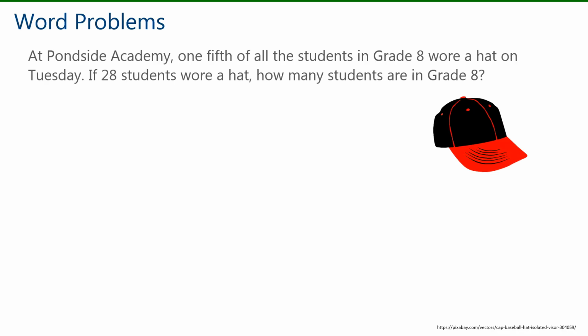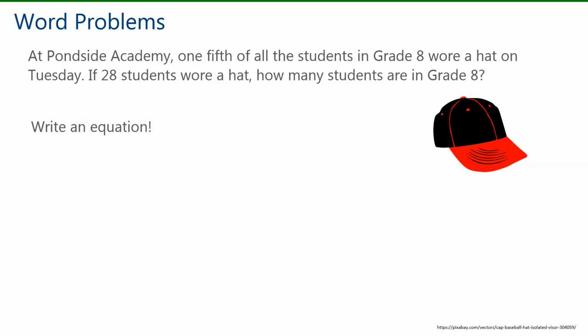The first word problem is, at Pondside Academy, 1/5 of all the students in grade 8 wore a hat on Tuesday. If 28 students wore a hat, how many students are in grade 8? So the first thing we're going to do is to write an equation.